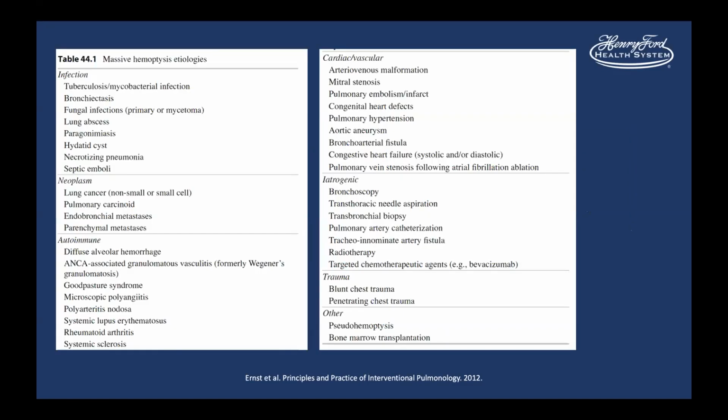And then here we have essentially a laundry list of other causes of massive hemoptysis that I'm sure many of you are already aware of. So aside from infection and cancers we talked about, there's, of course, autoimmune disorders, diffuse alveolar hemorrhage, a lot of cardiac etiologies, decompensated heart failure, pulmonary edema, and then, of course, iatrogenic causes from bronchoscopy, especially in the setting of lung biopsies, and then trauma to the chest.